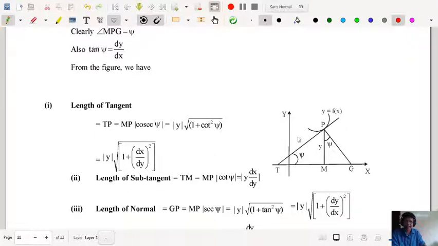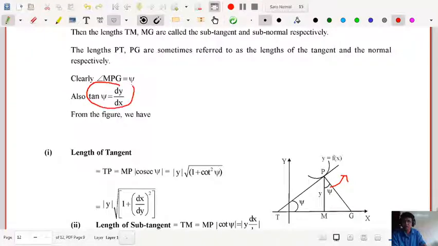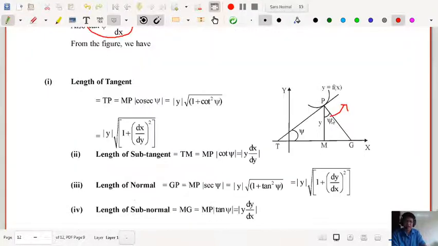This angle is psi, this angle is psi, and you can easily verify that this angle is also psi. The tangent makes an angle psi with the positive direction of the x-axis, so the slope is tan psi, that is dy/dx. You can prove it geometrically. So what is the length of the tangent? The length of the tangent is given by TP.